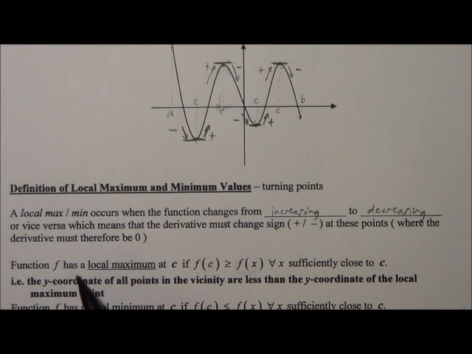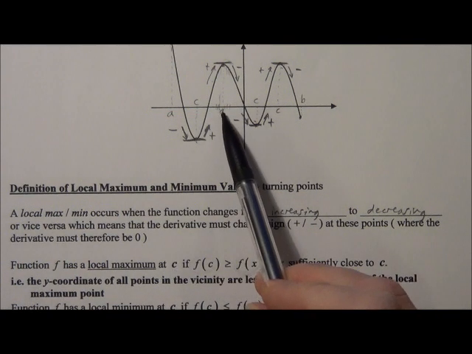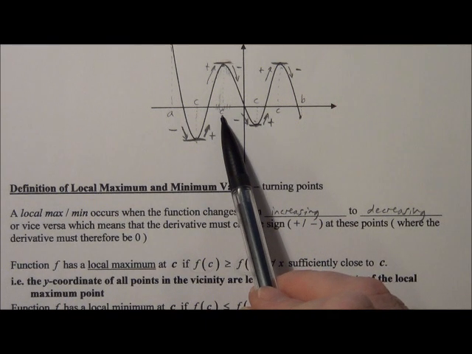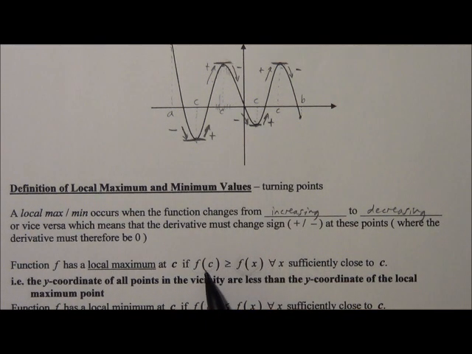So a function f has a local maximum at c, some x value of c, hence the c that we wrote here earlier, if f of c, the y value when the function is evaluated at c, is greater than or equal to f of x for all x sufficiently close to c.